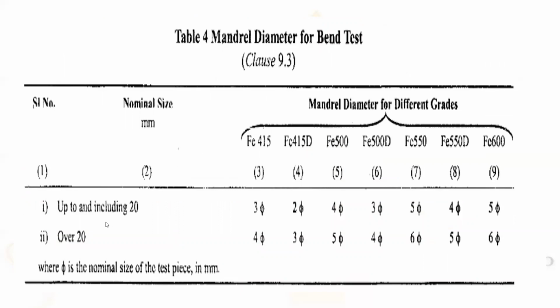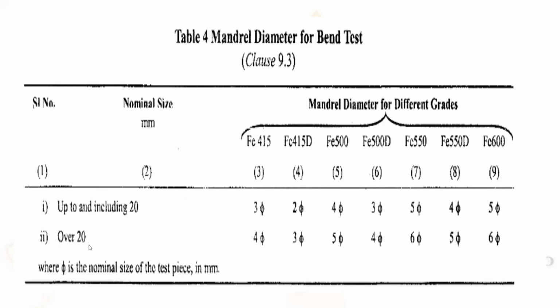Up to and including 20 dia bar: for Fe 415, it should be 3 dia. Fe 415D is 2 dia. Fe 500, it should be 4 dia. Fe 500D will be 3 dia. Fe 550 will be 5 dia. Fe 550D will be 4 dia. Fe 600 will be 5 dia.